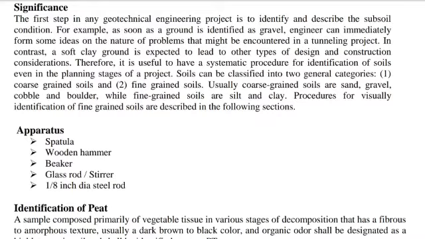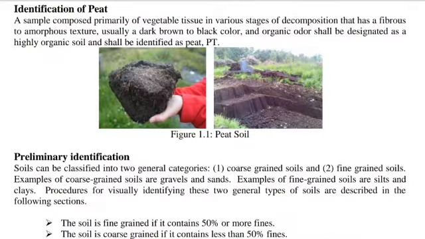Apparatus required: spatula, wooden hammer, beaker, glass rod stirrer, 1/8-inch diameter steel rod. Identification of peat: a sample composed primarily of vegetable tissue in various stages of decomposition that has a fibrous to amorphous texture, usually a dark brown to black color, and organic odor shall be designated as a highly organic soil and shall be identified as peat.